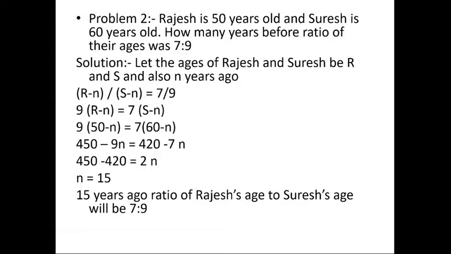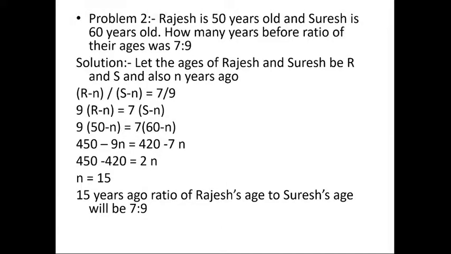Rajesh is 50 years old and Suresh is 60 years old. How many years before was the ratio of their ages 7 to 9? Let the current ages of Rajesh and Suresh be R and S, and let n years ago their ratio of ages be 7:9. So (R minus n) divided by (S minus n) is equal to 7/9. We reshuffle, simplify, and we get n equal to 15. So thus, 15 years ago, the ratio of Rajesh's age to Suresh's age was 7:9. It's a very simple way we can formulate and proceed.